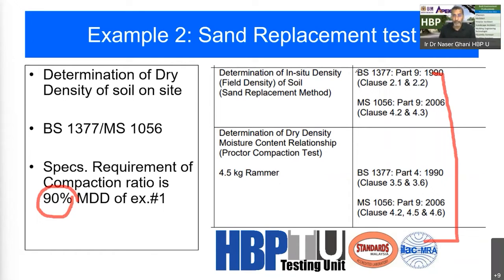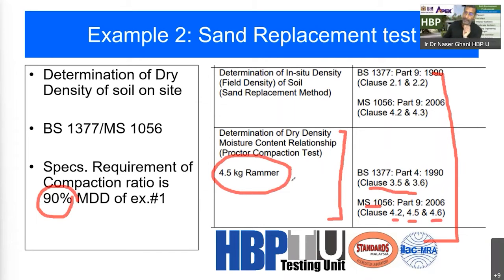For the test, of course, just now we looked at the Proctor compaction in the lab, which is also based on another clause, 3.5 and 3.6 for British Standard 1377, and for Malaysian Standard 1056 it is clause 4.2, 4.5 and 4.6, using the 4.5 kilogram rammer, which is the heavier rammer. The other one is 2.5, remember, but these days we have very heavy compaction rollers and machinery, so normally this is the preferred test for the Proctor compaction test.